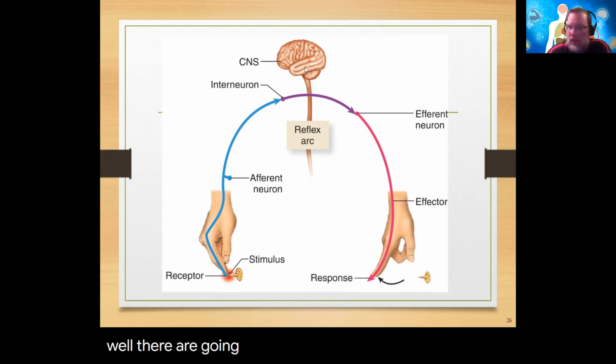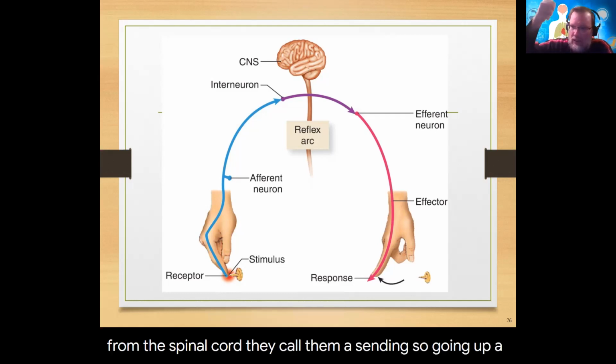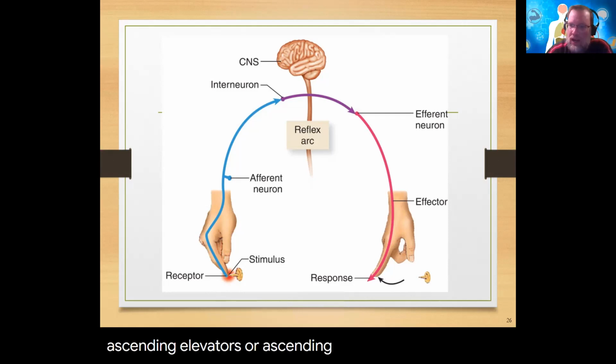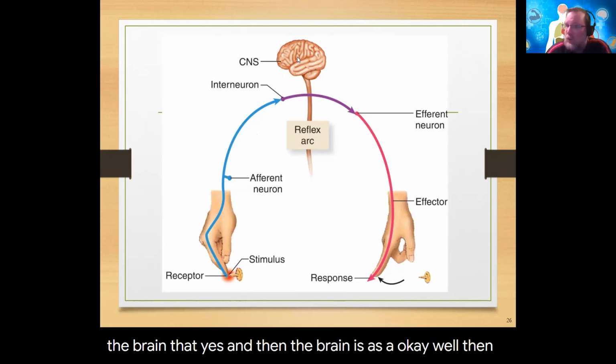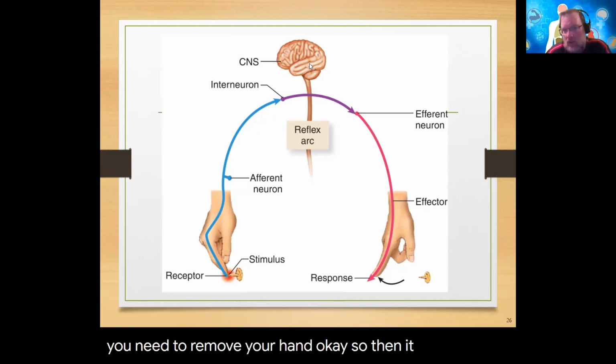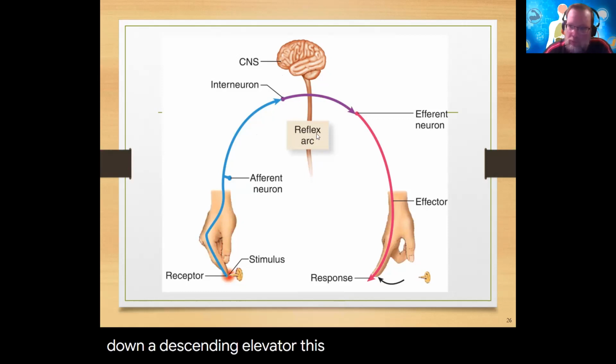Well, there are going to be elevators that go up to the brain from the spinal cord. They call them ascending elevators, or ascending tracts. These ascending tracts are going to take the information up to the brain that, yes, I'm touching something really sharp. And then the brain is going to say, okay, you need to remove your hand. So a signal goes down a descending elevator, this time a motor pathway, and then we send that motor pathway out to what we would call a motor nerve or an efferent neuron. It's going to go to a muscle, and then we're finally done.